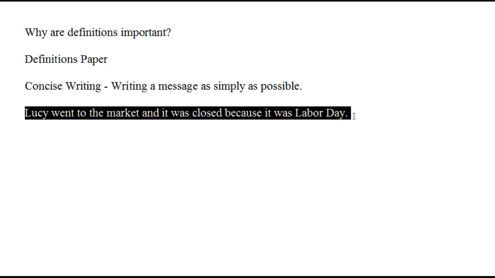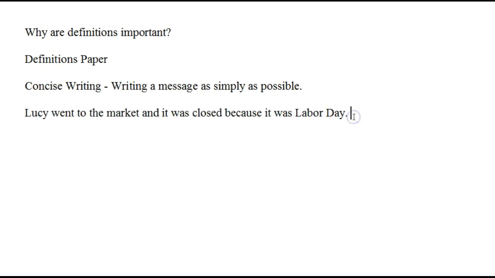There's nothing wrong with that sentence. It's a little wordy, maybe a little awkward. There's nothing wrong with that sentence grammatically. It's a bit long though. How could I make this sentence more concise? Instead, I might say, Lucy went to the market, it was closed.